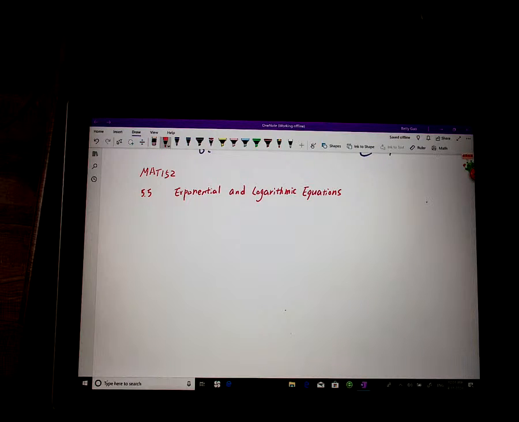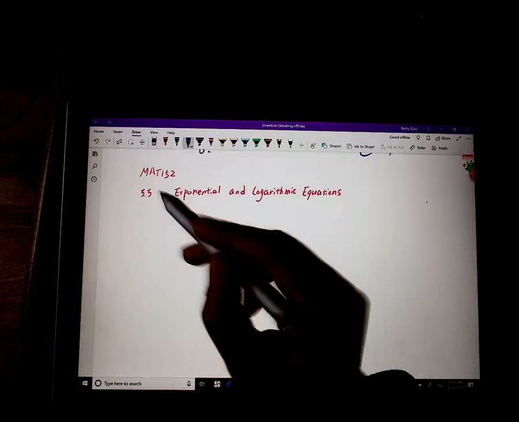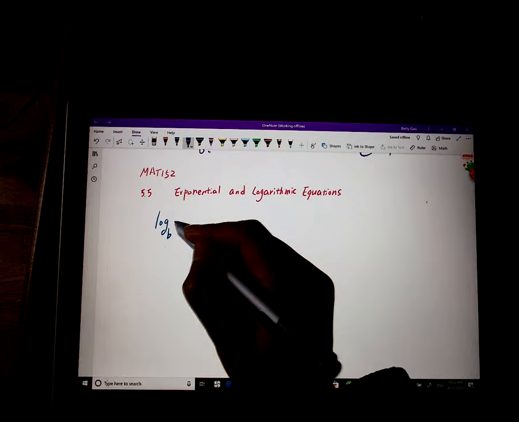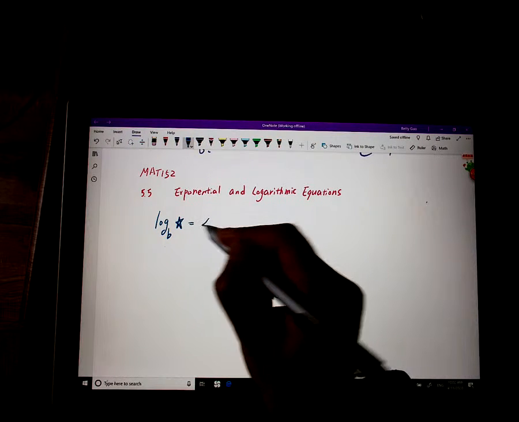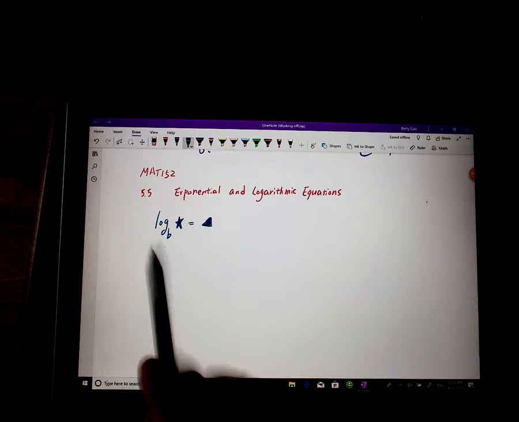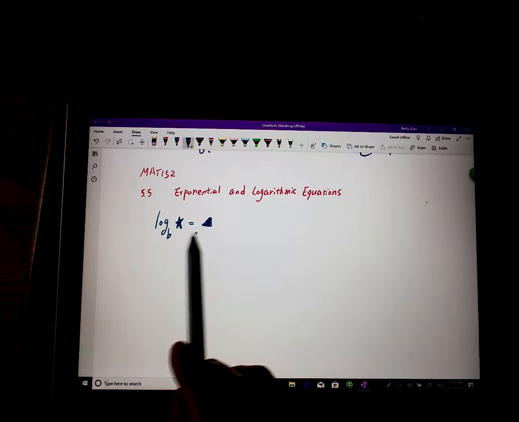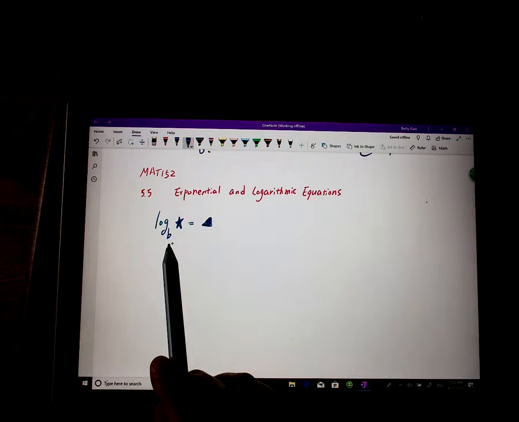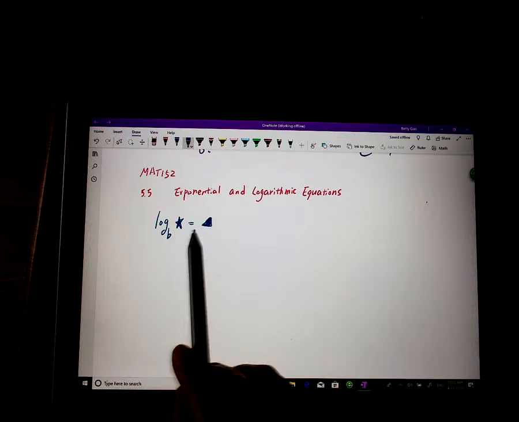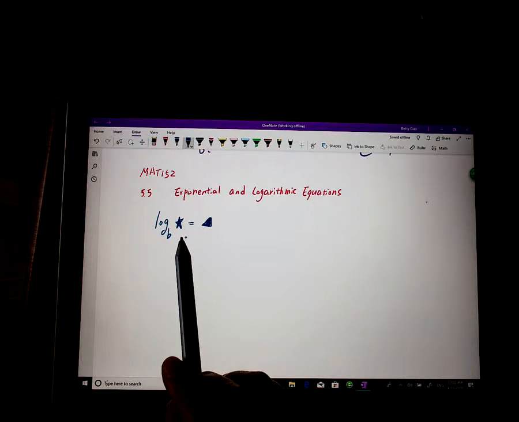We have a formula. Here, log with base b of star equals triangle. You know I like to use star or triangle to represent quantities, right? So this is an equation. This equation is in the logarithmic form because you see a log on the left-hand side. There are 3 parts in this equation. We need to know the names for all the 3 parts.